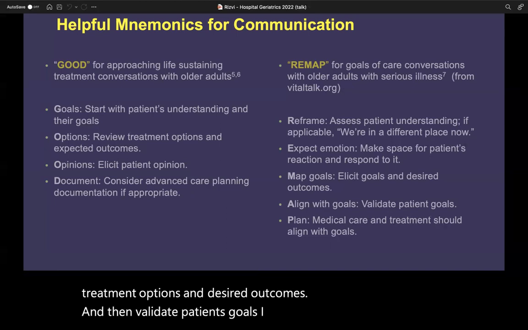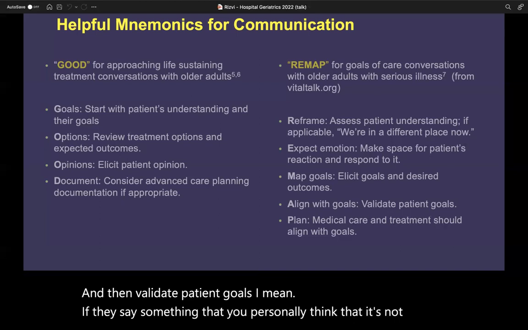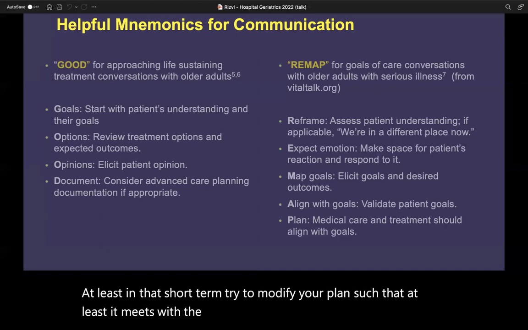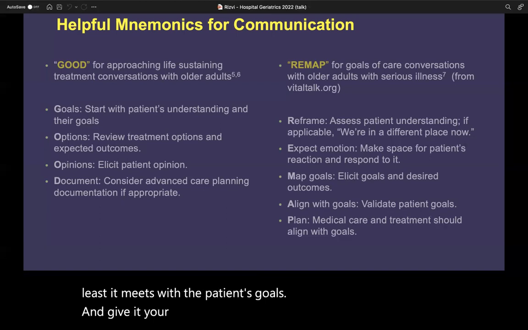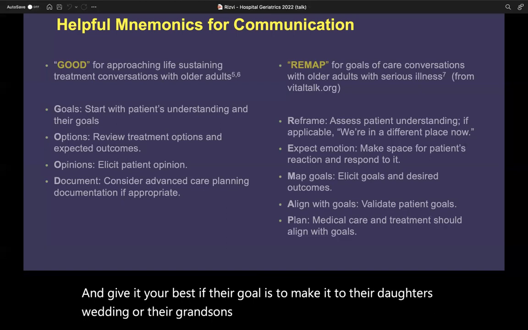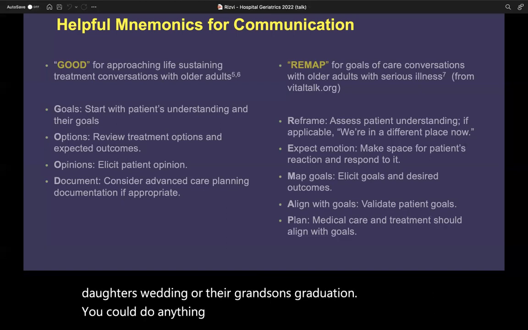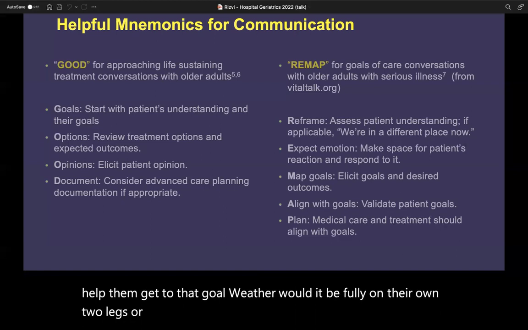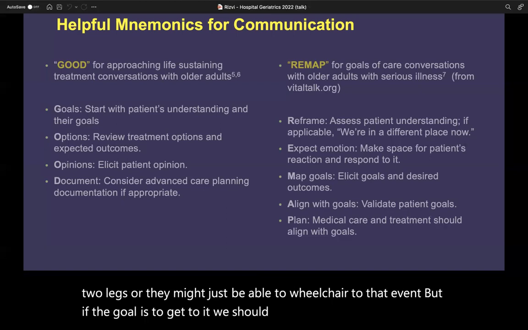If they say something that you personally think is not achievable, at least in the short term, try to modify your plan such that at least it meets with the patient's goals. And give it your best. If their goal is to make it to their daughter's wedding or their grandson's graduation, we should do anything and everything that we can possibly do to help them get to that goal. Whether it would be fully on their own two legs, or they might just be able to wheelchair to that event. But if the goal is to get to it, we should all work together to make that happen.